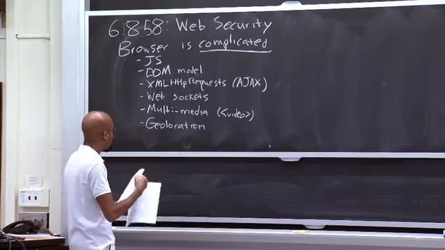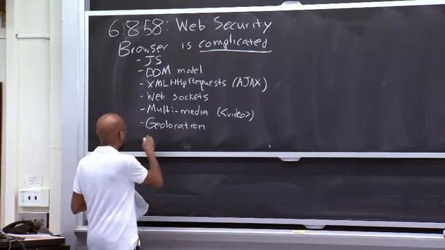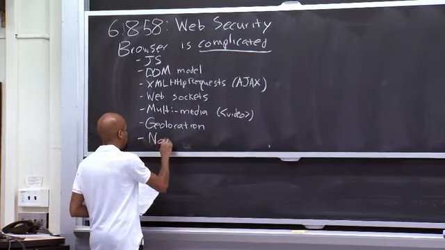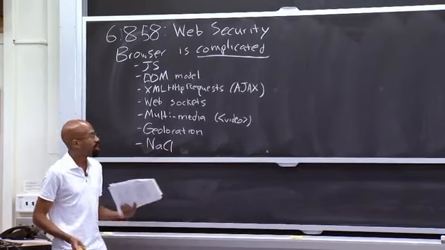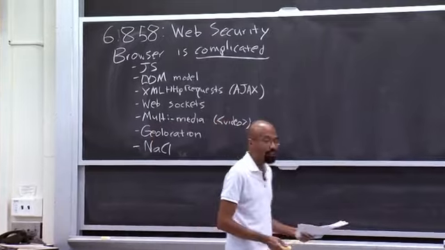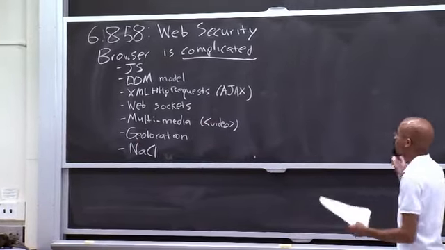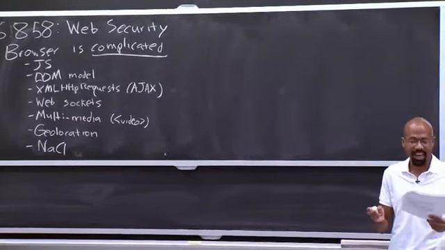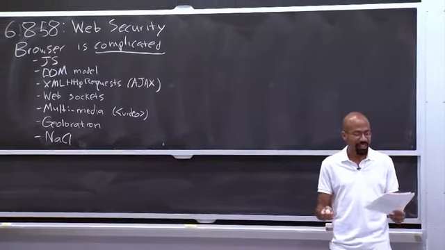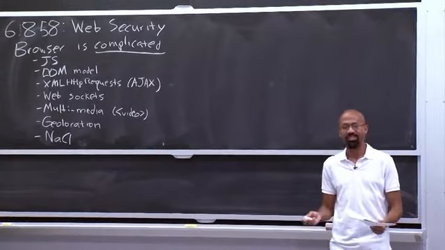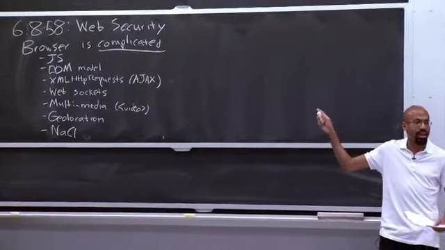We've also talked about things like NaCl, for example, which allows browsers to run native code. There are many, many other features that I haven't mentioned here, but suffice it to say that the browser is now incredibly complicated. So what does this mean from the perspective of security? Well, basically, it means that we're screwed. The threat surface there is enormous.